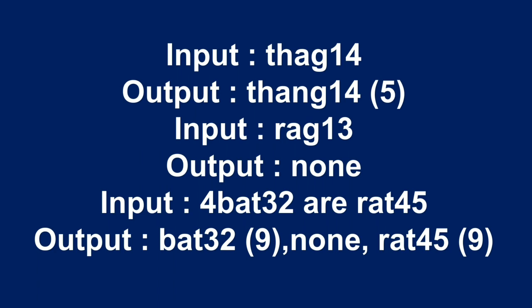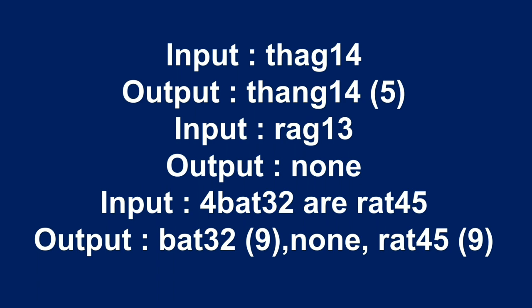Coming to the next example, RAG13: as that string doesn't contain T, the output should be none. In a similar way, coming to the third input, 4BAT32ARE RAT45, this was a complete string given, and the output asked was BAT, that is 4BAT32, 9, as 4 plus 3 plus 2 is 9. Then ARE doesn't contain the character T, so none, and RAT45 is again 9. So this was the first question of HackerRank.